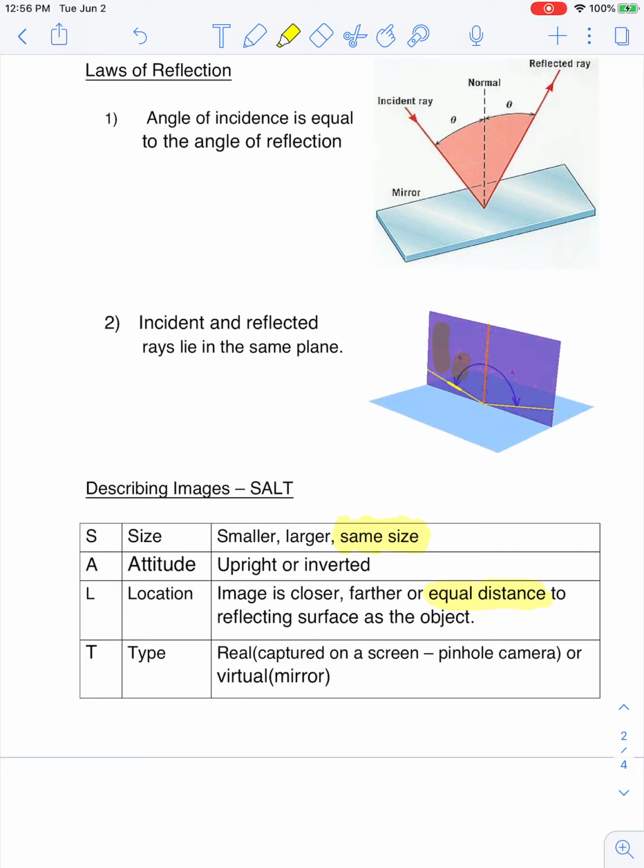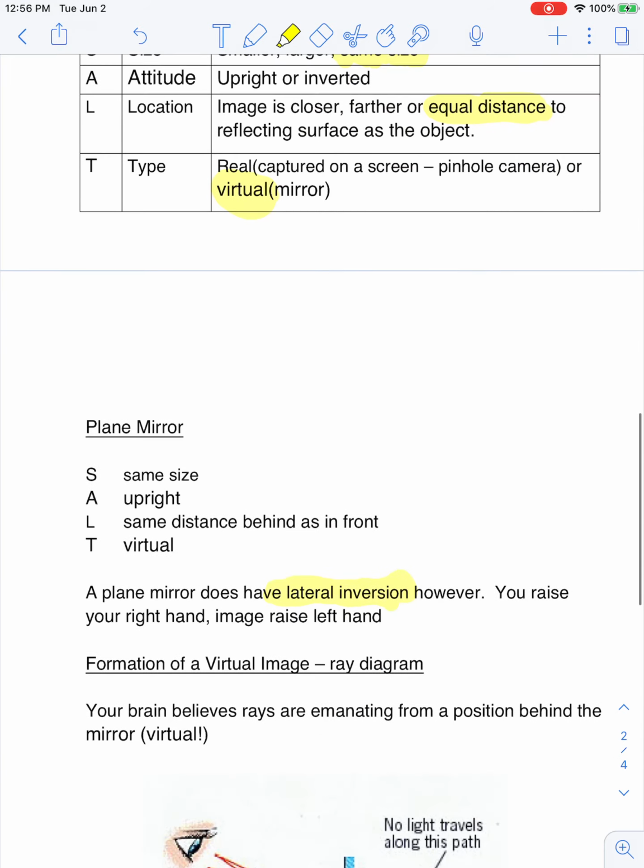And the type, because it is a flat mirror, is virtual. Okay, so for a plain mirror, you can now write what we know to be true about reflection in just a plain mirror. The image is the same size, is upright, is the same distance behind as in front, and is virtual.